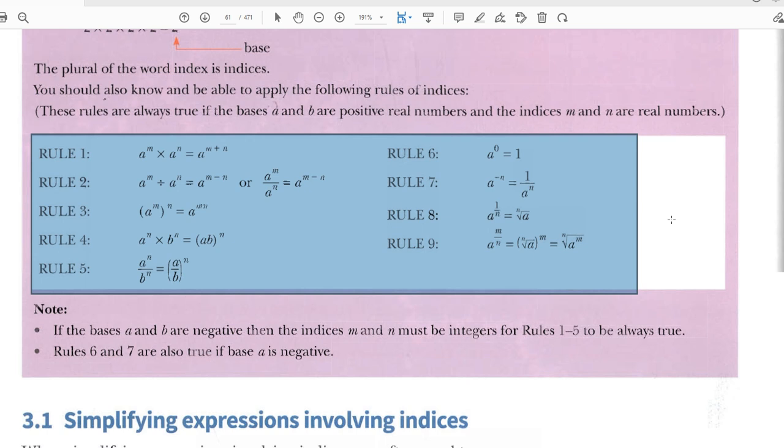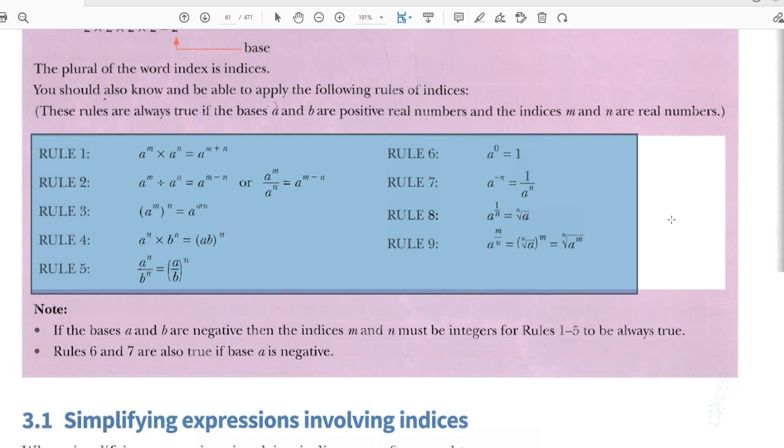Rule number 3, a to the power m, whole to the power n. So if we have power to the power, then both the powers are multiplied with each other. So a to the power m, to whole power n, means m into n, that is a to the power mn.